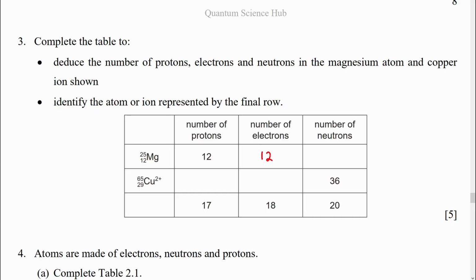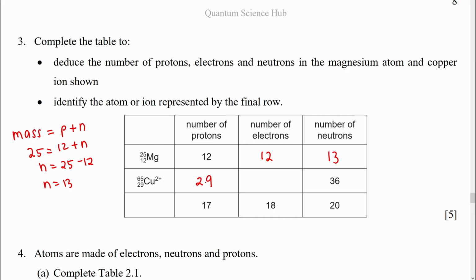And the number of neutron is determined from the mass. So mass equals to proton plus neutron. So the mass here is 25 and proton is 12 plus neutron. So neutron is 25 minus 12, which is 13. So the answer here is 13. Okay, for copper ion, the number of proton is 29 because it's just like this. You can take this one, the atomic number or the proton number stated in here at the bottom part.